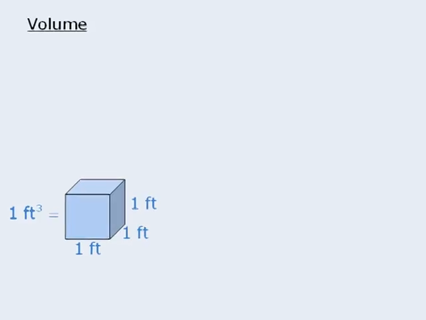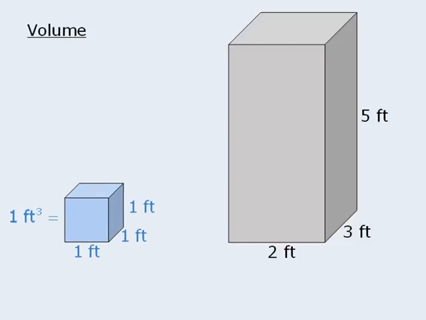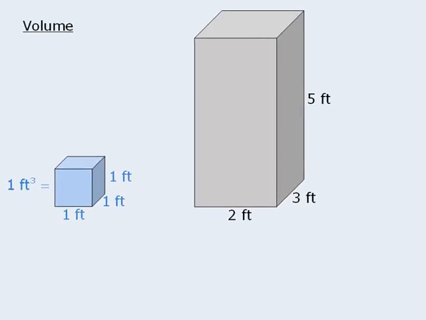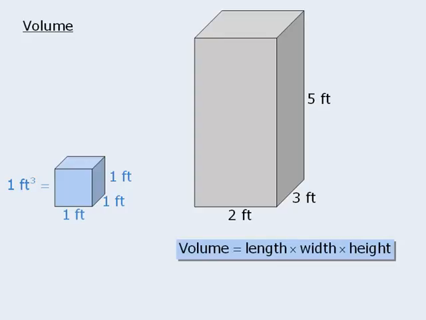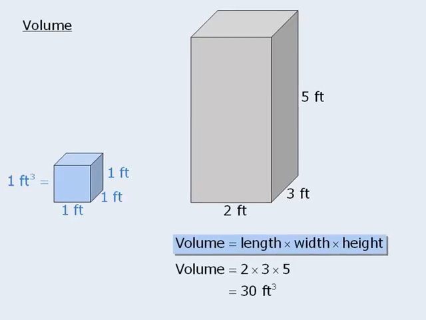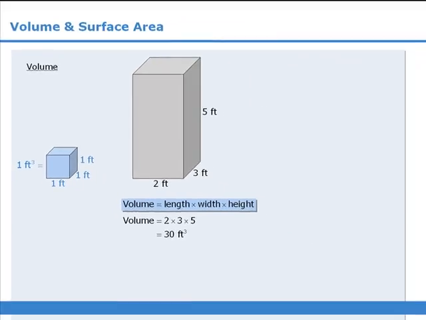Okay, now let's say we want to find the volume of this rectangular solid, also known as a rectangular box. Well, the formula for finding the volume of a rectangular solid tells us to multiply the length by the width by the height. So the volume of this particular object will be 2 times 3 times 5, which equals 30. So this rectangular solid, or box, has a volume of 30 cubic feet.